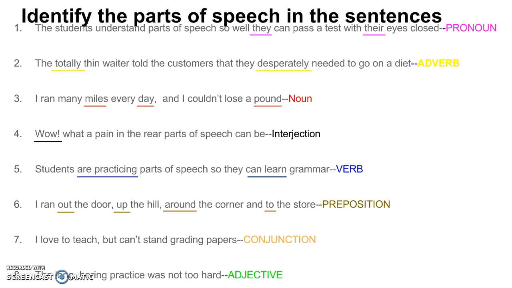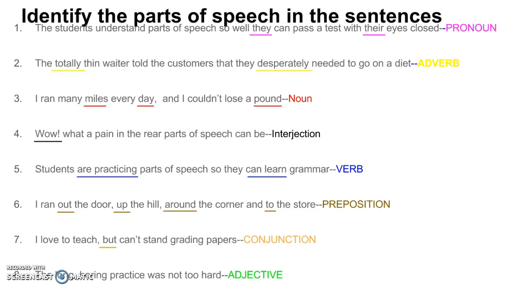So remember the mnemonic device that we were talking about, anything a bunny can do. And we know that a bunny can hop out, a bunny can hop up, a bunny can hop around, and a bunny can hop to something. Can you identify the conjunctions in sentence 7? Remember FANBOYS: for, and, nor, but, or, yet, so.